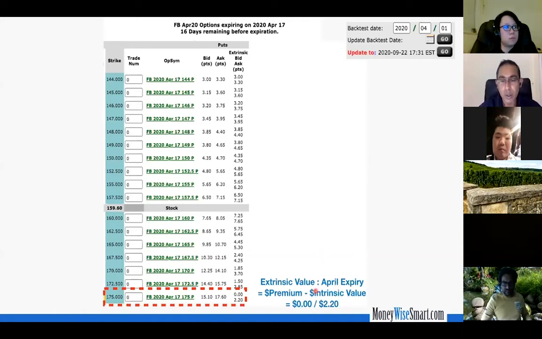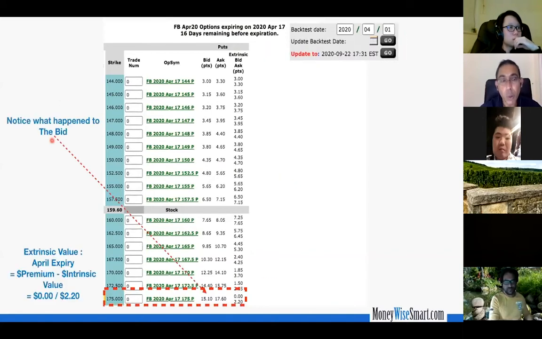Okay, so coming back to this, just 16 days to expiry, and each of these expiry options, as they move closer to their respective expiries, their extrinsic values will decay even further. Now here, notice what happened to the bid price. The bid price is now $15.10. Do you notice something unusual? Just some time back, we calculated the intrinsic value of this option is $15.40, whereas the bid price is $15.10.